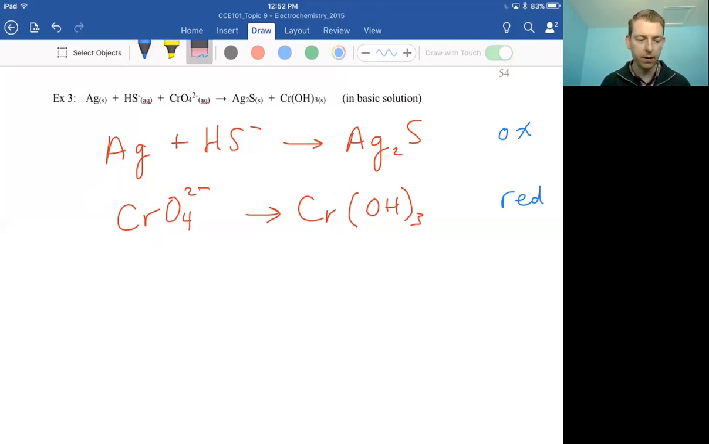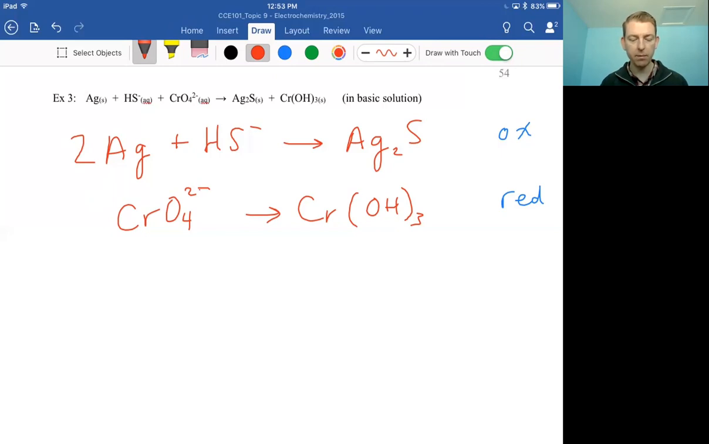Okay, so let's go back over to the pen. Okay, so that was step 1, break it into half reactions. Step 2 is balance everything other than oxygen and hydrogen. So looking across the top line, we start with 1 silver and we end up with 2. So we'll need to add a second silver into the reactants. 1 sulfur, 1 sulfur. Hydrogen we're not worried about yet.